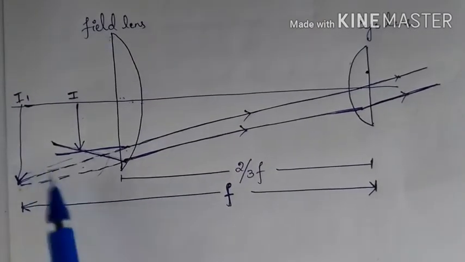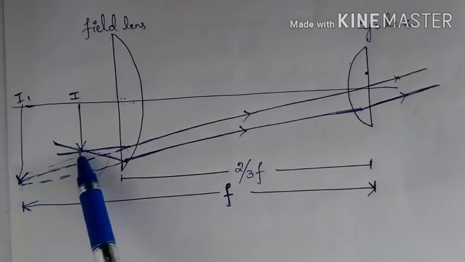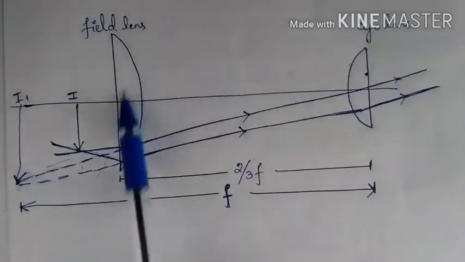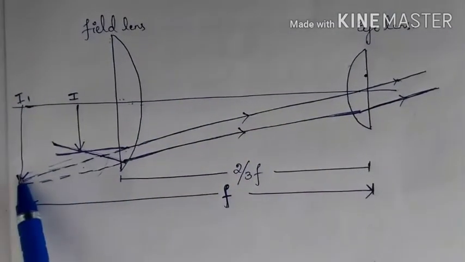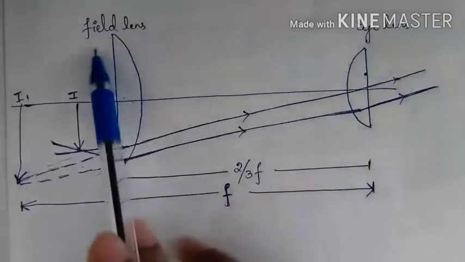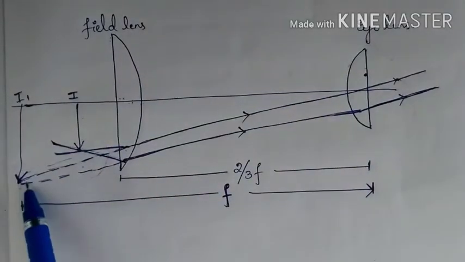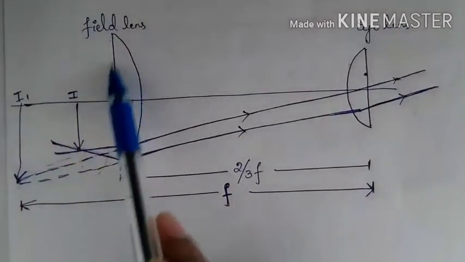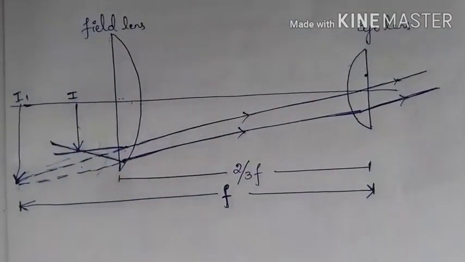So what happened here is that the objective forms an image, with the object at infinity. The eyepiece forms its final image at I1, and the objective lens, which is present before the field lens, forms the image at I.